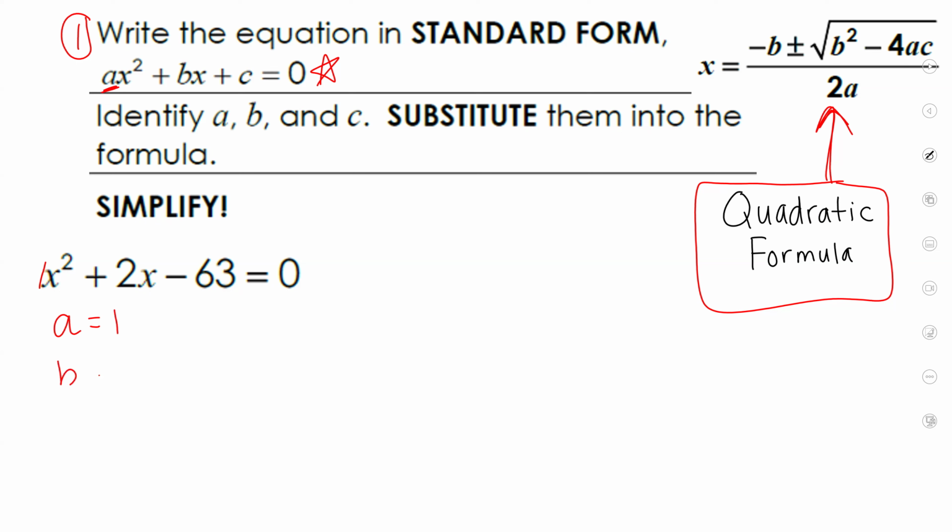What is your B value? 2. You see the B right here? The 2 is in the place of where the B is. So your B value is 2. What is your C value? Very good, negative 63. Okay, so we identified A, B, and C.